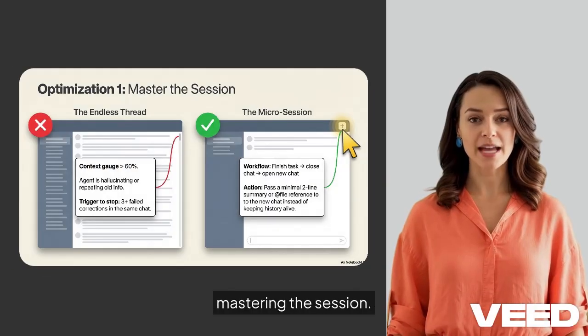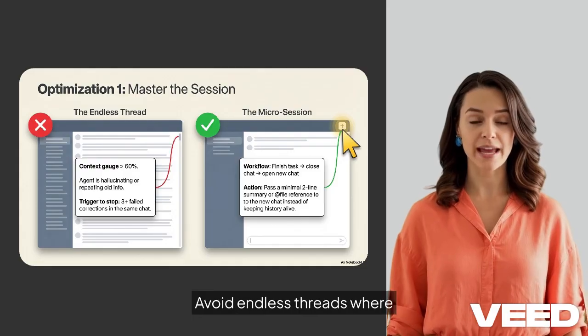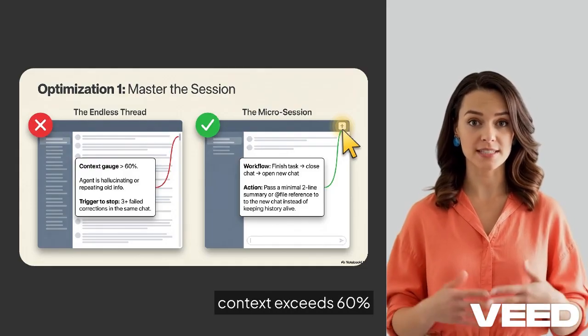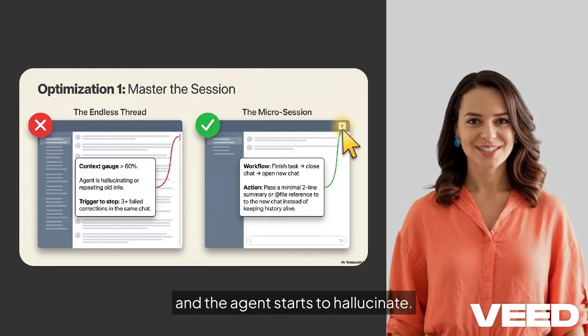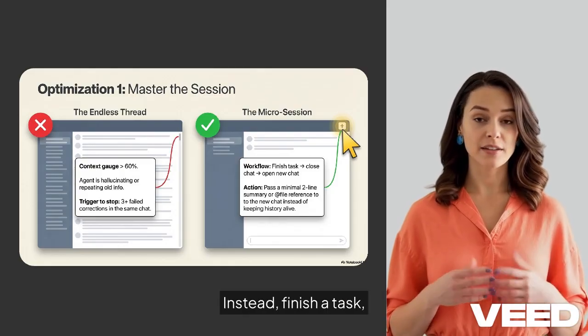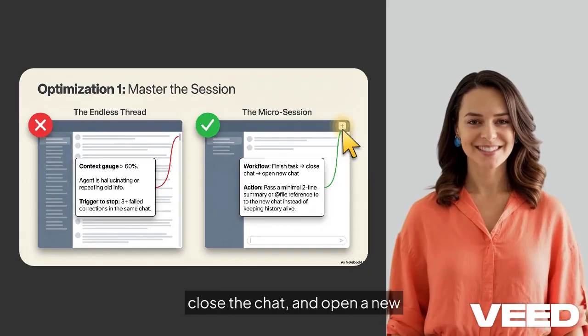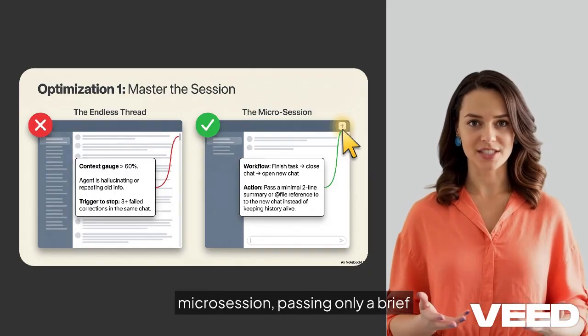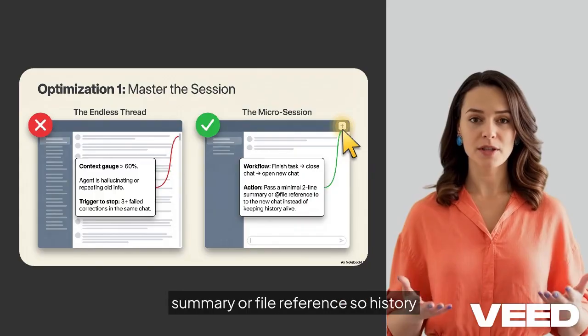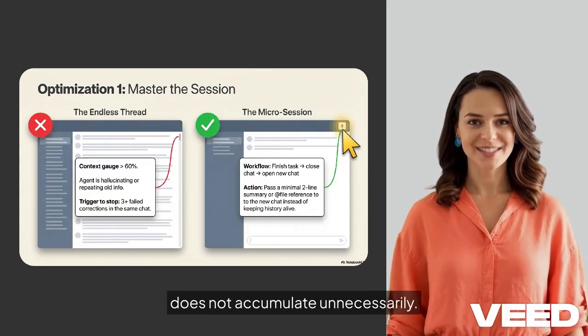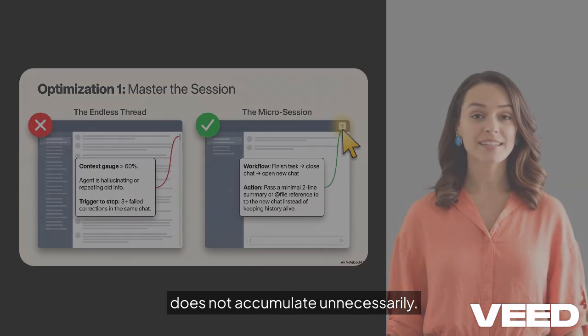Optimization 1 is mastering the session. Avoid endless threads where context exceeds 60% and the agent starts to hallucinate. Instead, finish a task, close the chat, and open a new microsession, passing only a brief summary or file reference so history does not accumulate unnecessarily.